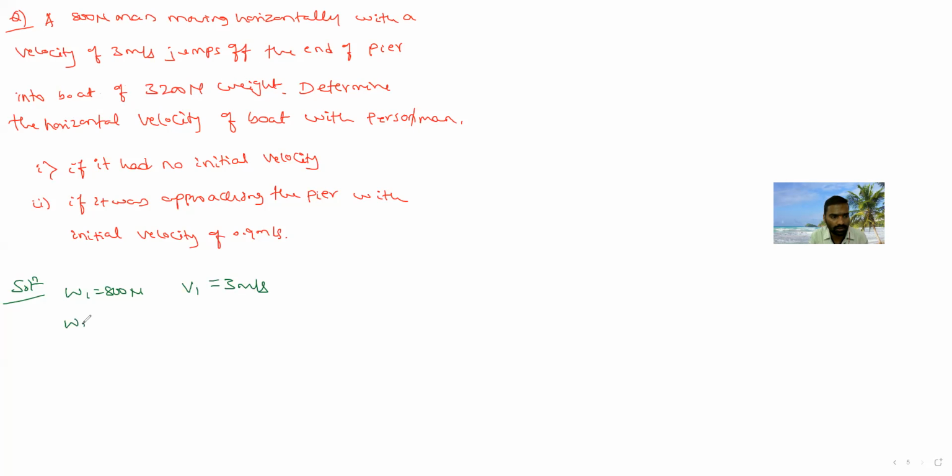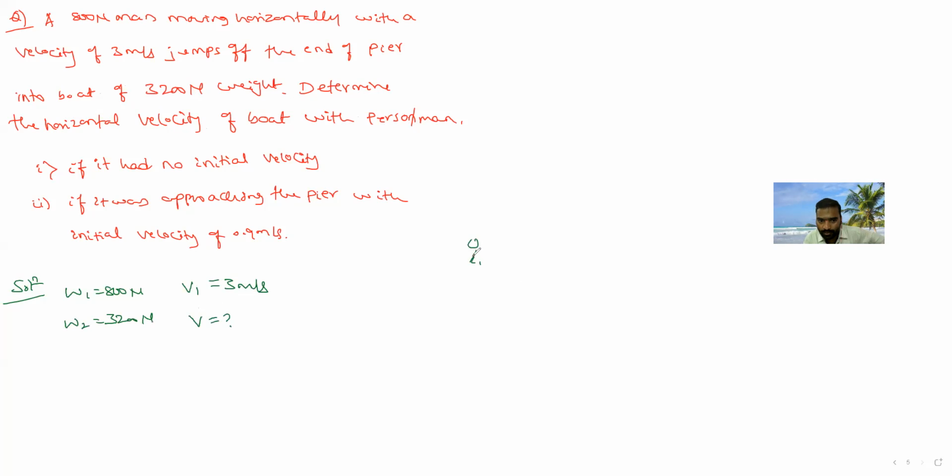What is this one? W2 is equal to 3,200 Newton weight. Determine the horizontal velocity of the boat. Which person? Which one do you have to determine? You have to determine V.